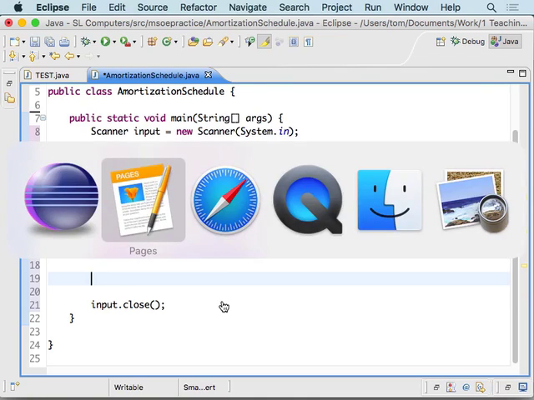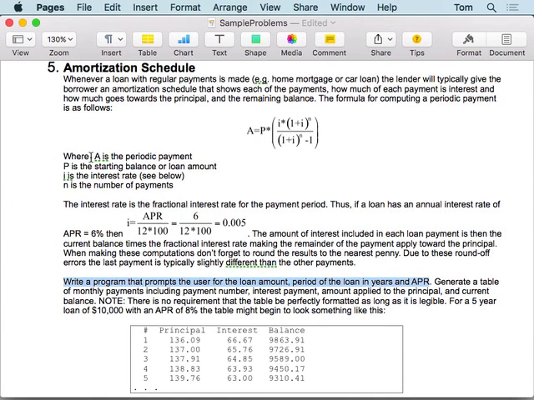So let's go back here. A is the periodic payment, okay? And it tells me in this formula right here how to figure that out. But A depends on P. It also depends on I and N. So we've got to figure out what those are too. So P is the starting balance. Well, that's what I input via the user. I is the interest rate, see below. So I is the APR divided by 12 times 100.